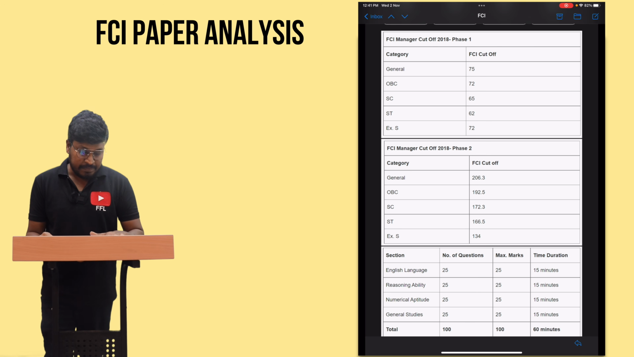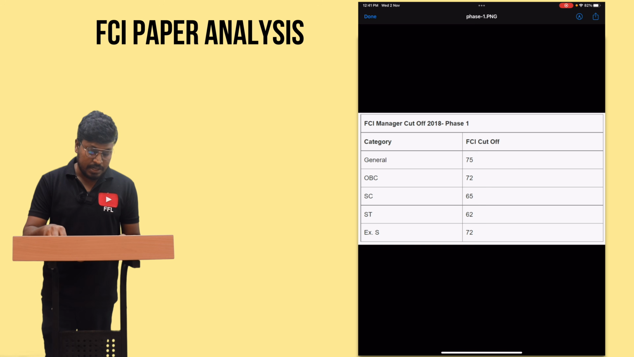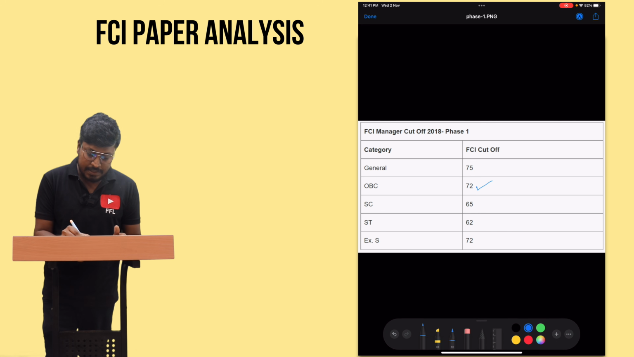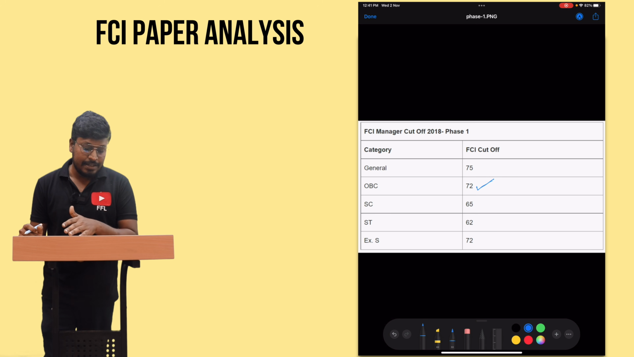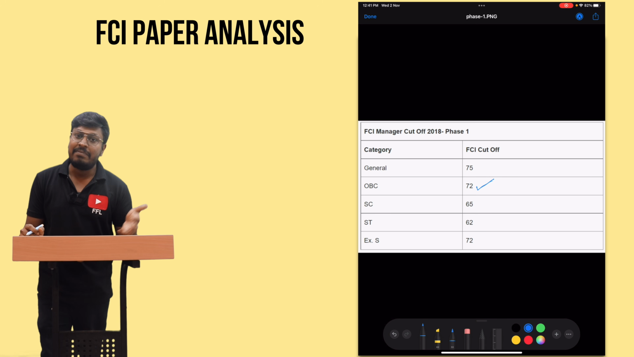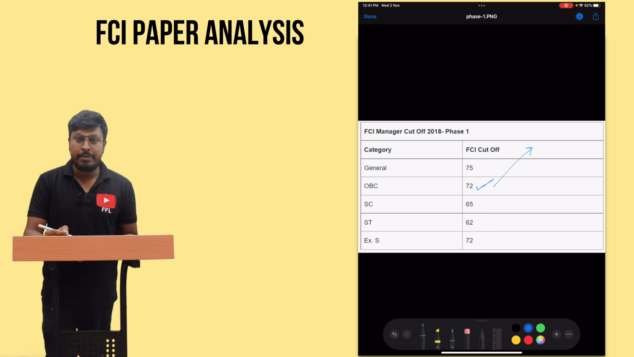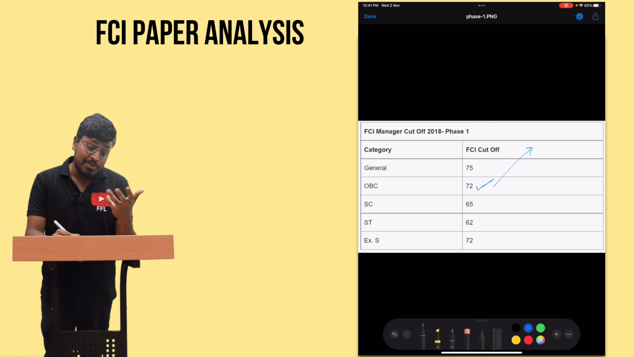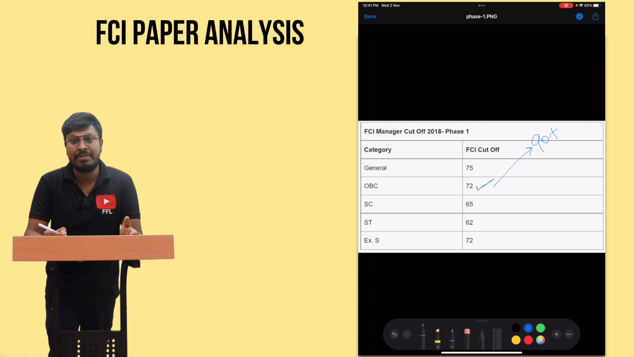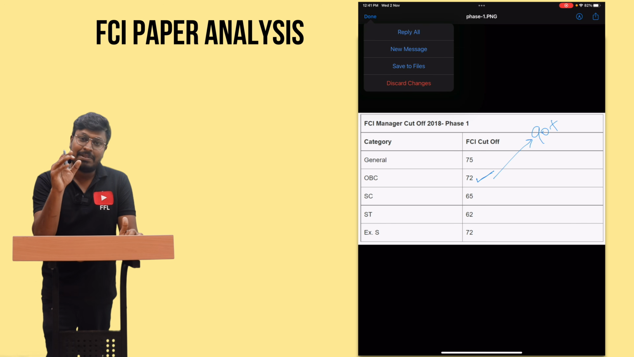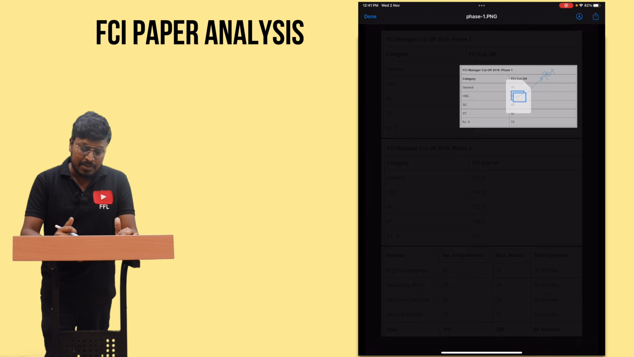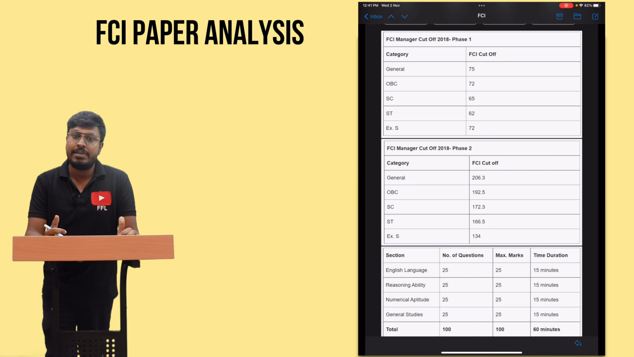First, before seeing the previous question papers, in 2018 this was the cutoff, around 72 for OBC. It's not an easy cutoff. If you are a bank exam aspirant, your cutoff will be around 55, but here in FCI the cutoff is 72. But when you look at the 2018 FCI question paper, you could score 90 plus, because the paper was that easy. The Phase 1 question paper is very easy. Simplification was just multiplying and dividing two numbers. So scoring 92 in that 2018 question paper was very easy.